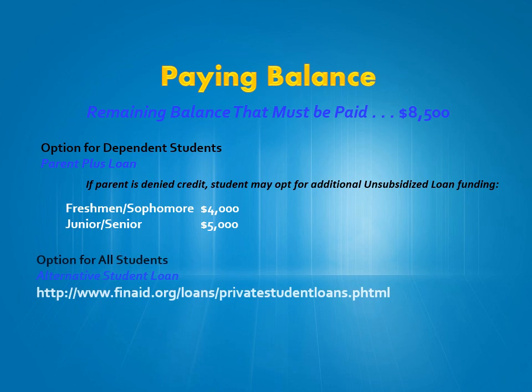For dependent and independent students, there is the option of an alternative student loan. This is a loan through a private lender in the student's name, and the student can go to finaid.org to find out more about this type of loan. Graduate and professional students may opt to accept a PLUS loan if applicable.